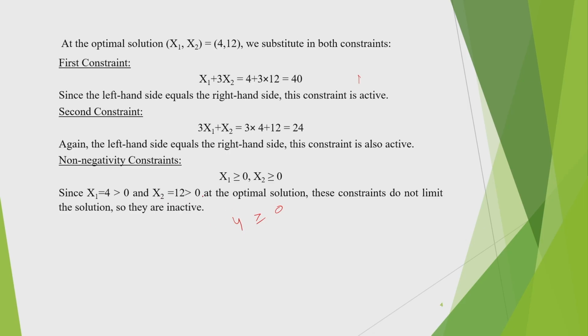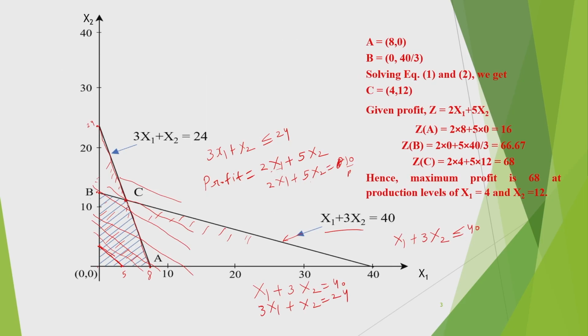Similarly, x2 is equal to 12. This is inactive, because 12 is much bigger than 0. So, even if I had not said that x1 is greater or equal to 0, it would not have made much difference. That means you are quite far away from the 0 side.